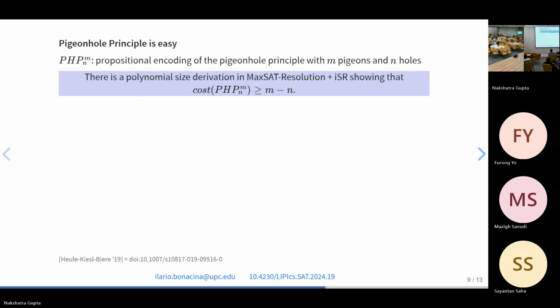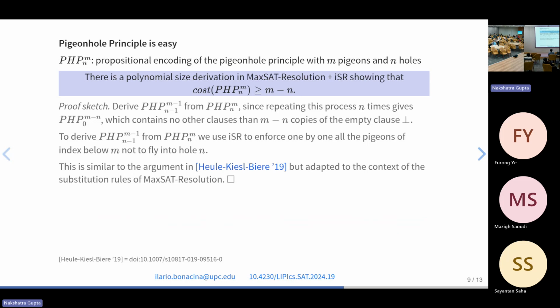Okay, the first one, the pigeonhole principle, is easy. It is just the usual propositional encoding of the pigeonhole principle. We have m pigeons and n holes, so it's not minimally unsatisfiable. The claim is that there is a polynomial size derivation in MaxSAT resolution plus this redundancy, ISR, showing that the cost is at least m minus n. This is optimal. What does it mean? Each clause is present only once, and when you use it, you need to remove it from your database. You consume it.